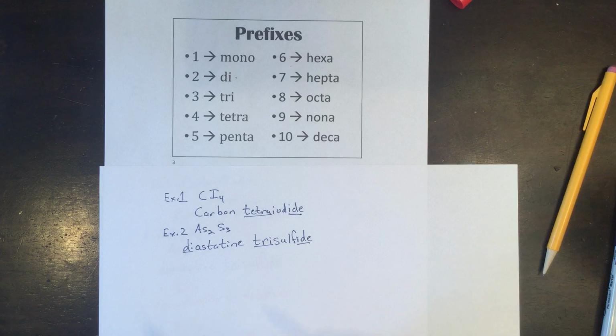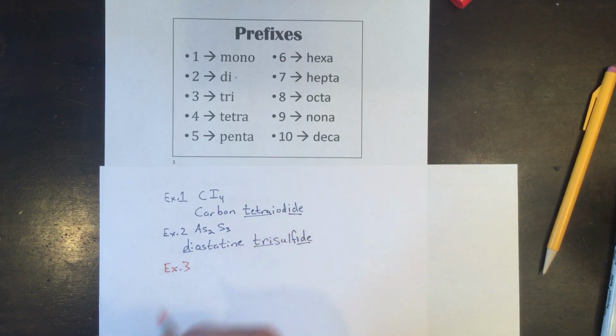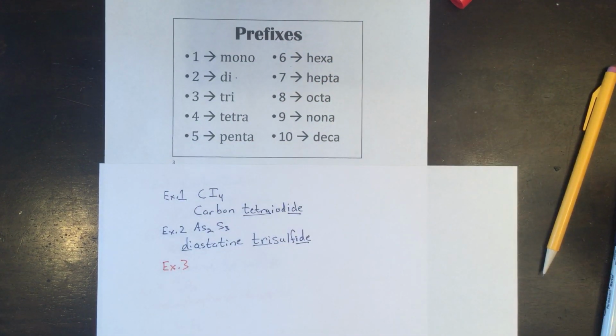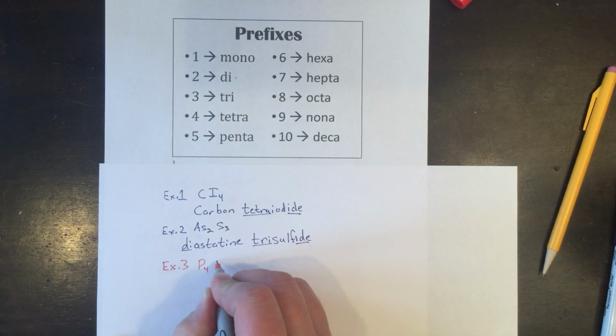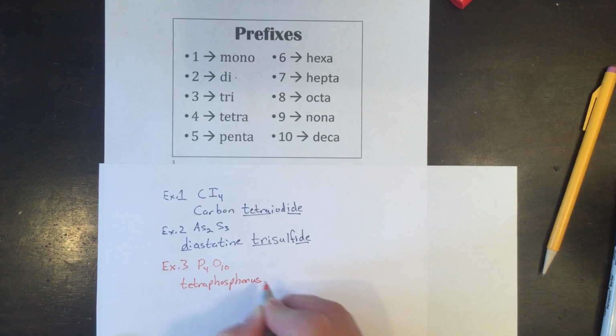Now we'll do these, and it has the oxygen in there. There's that oxygen rule, right? We drop the O or the A if we pair it up with oxygen. So the first one, phosphorus with 4, oxygen with 10. So 4 is tetra. Tetraphosphorus. Okay, it's not tetraphosphide or anything like that.